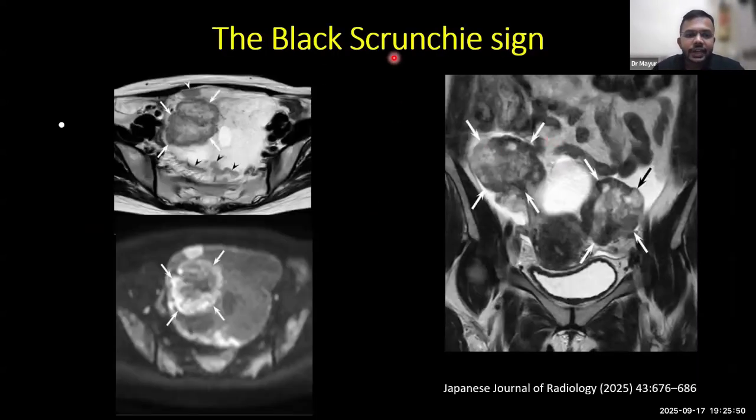Example of the black scrunchy sign. Peripheral hypointense rim is seen with central hyperintense areas. This peripheral hypointense rim is showing restricted diffusion. There is also one other peritoneal deposit seen. Another example of the black scrunchy sign in this case of primary gastric tumor having bilateral ovarian metastasis. Peripheral thick T2 hypointensity is seen with central hyperintense areas.